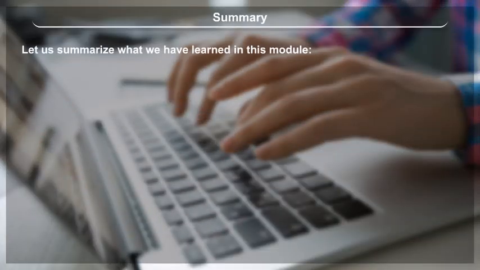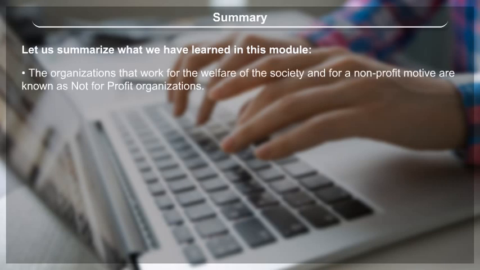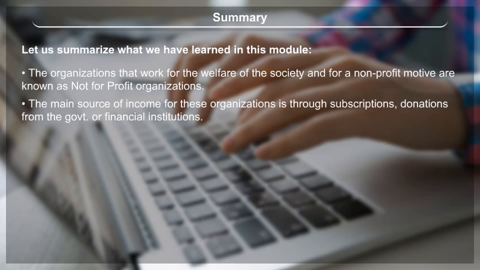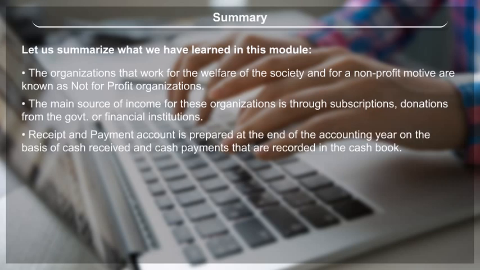Summary. Let us summarize what we have learned in this module. The organizations that work for the welfare of society with a non-profit motive are known as not-for-profit organizations. The main source of income for these organizations is subscriptions and donations from the government or financial institutions. The receipt and payment account is prepared at the end of the accounting year on the basis of cash received and cash payments recorded in the cash book.